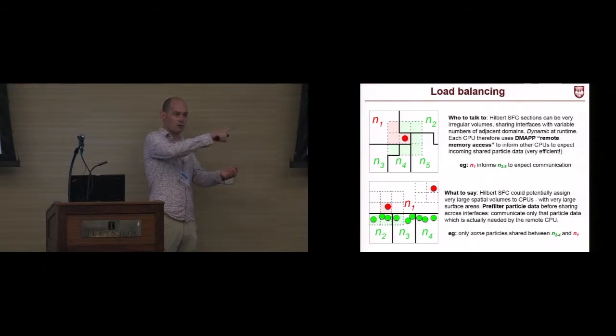We can look at the local vicinity of that part of the curve. We can see who's nearby, who may need to know about this. And then we can use the low-level network API, this DMAP stuff, to fire off messages to tell everybody who they should be listening to.